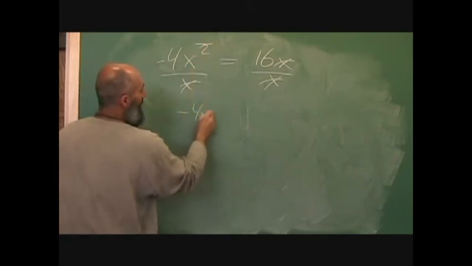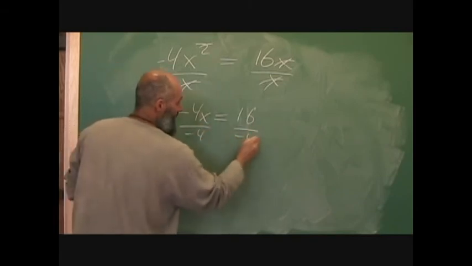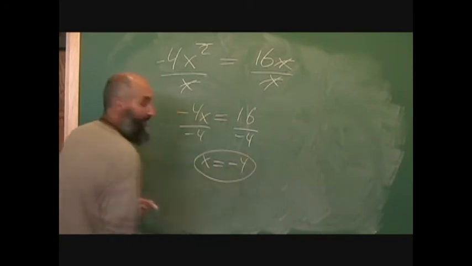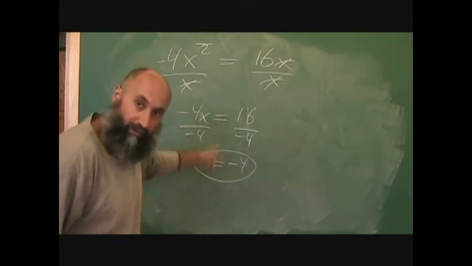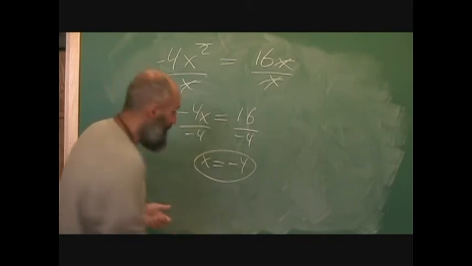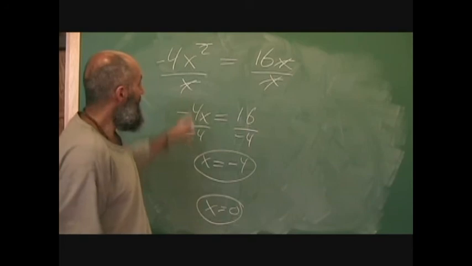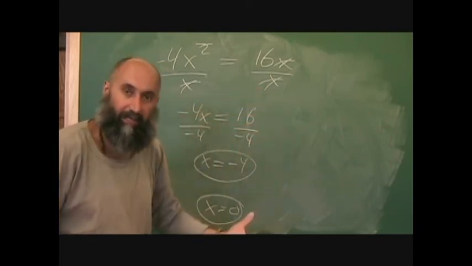So you got negative 4x is equal to 16, and then divide by negative 4, divide by negative 4, so x is equal to negative 4. And that's your solution, right? Well, that's only half your solution. We already did this question, and we had the other answer where x equals 0 was a solution. But because we divided by an x, we eliminated a solution.